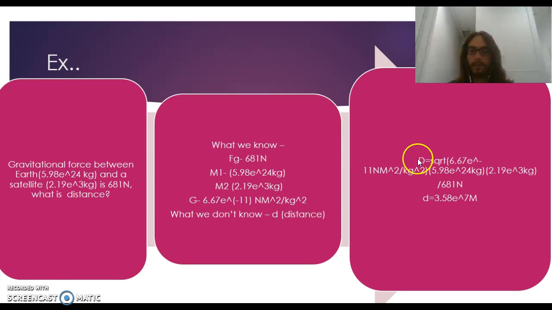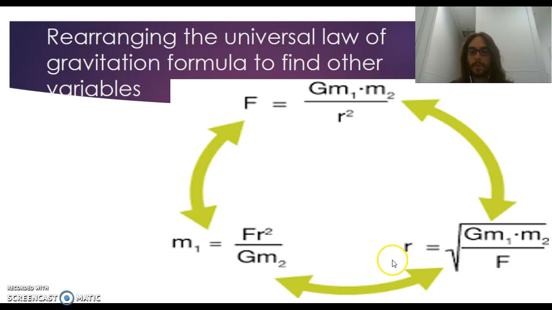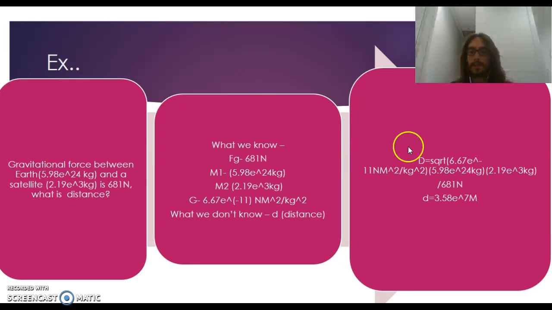So what do we need to do for D? What's the formula? Well, let's go back here. Remember, this is D. So D equals the gravitational constant times mass 1 times mass 2 over the force due to gravitation. So we know all those things other than D. So we put in D equals the square root of the gravitational constant times mass 1 and mass 2 over 681 newtons. So all you've got to do is plug this stuff into a calculator, and then you get the distance is 3.58 e to the 7th meters. So this is a long distance away from the satellite to Earth.